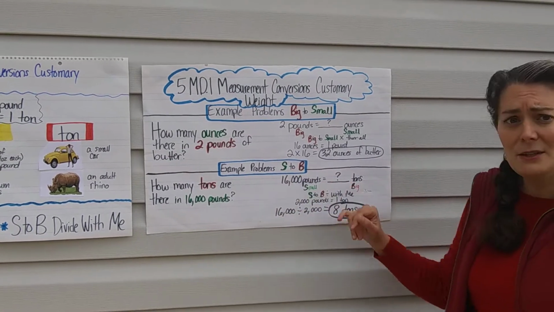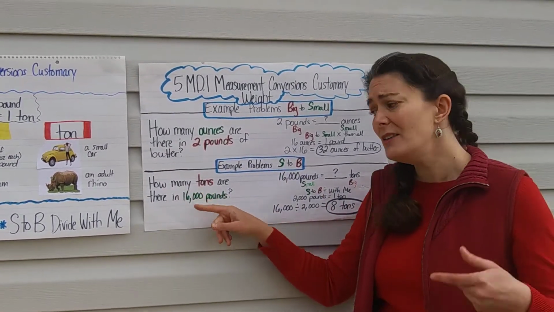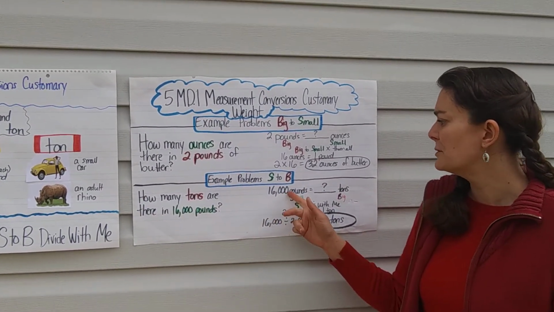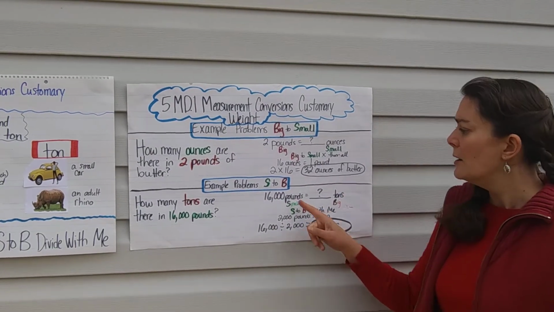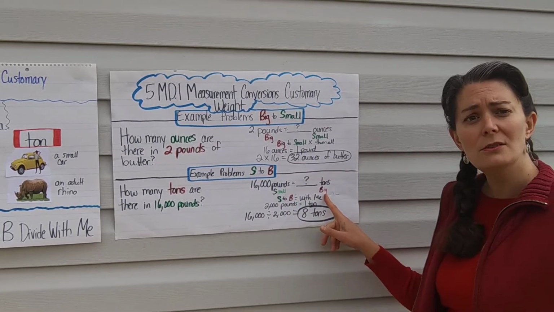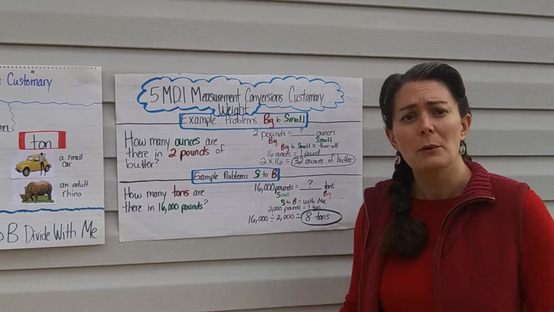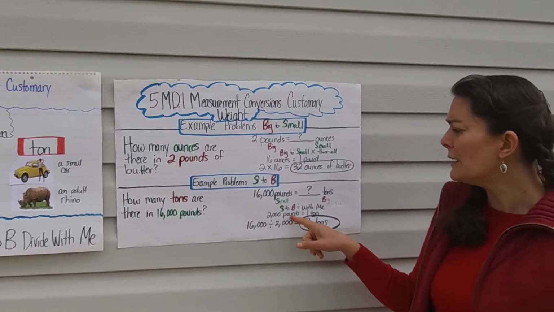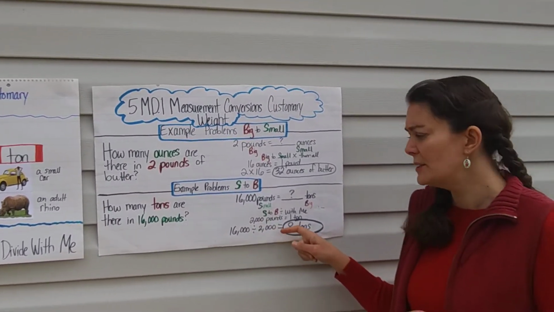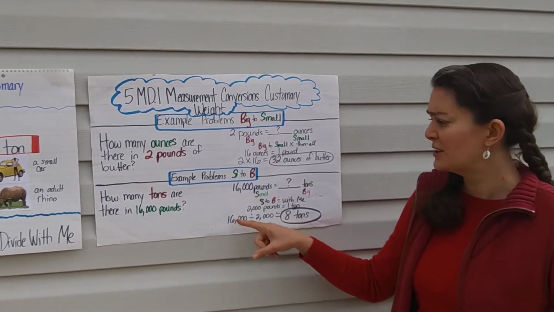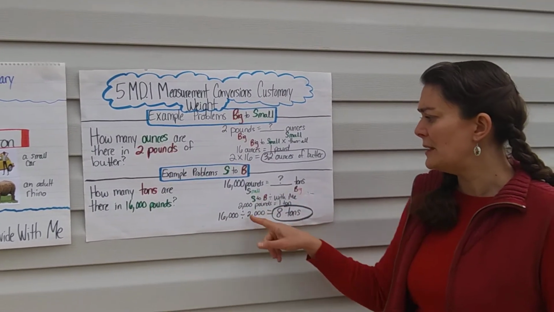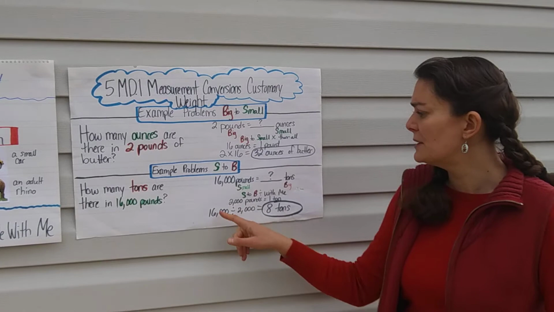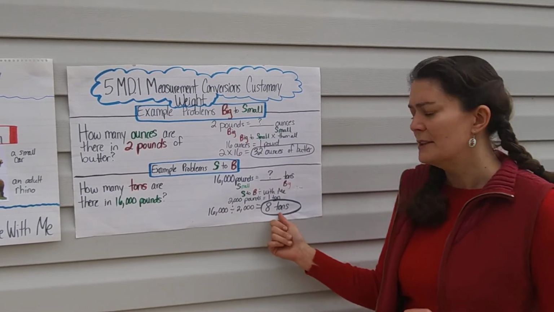Here's an example of S to B, small to big. How many tons are there in 16,000 pounds? What do you know? You know you have 16,000 pounds. We have to convert to tons. Pounds are smaller than tons. Tons are big. So we're going S to B, and when we go S to B, you divide with me. What's our conversion? We have 2,000 pounds in 1 ton. So we take our known, 16,000 pounds. Because it's S to B, we divide by our conversion of 2,000, because there are 2,000 pounds in a ton. 16,000 divided by 2,000 gives us 8 tons.